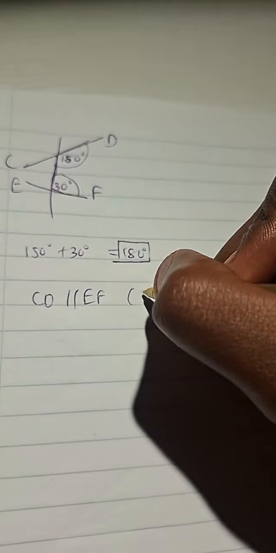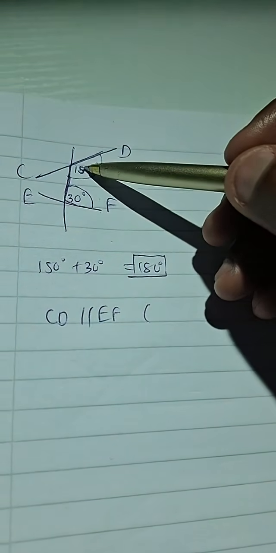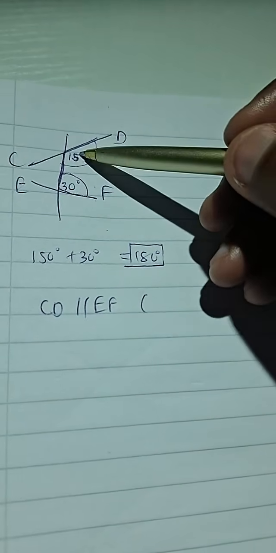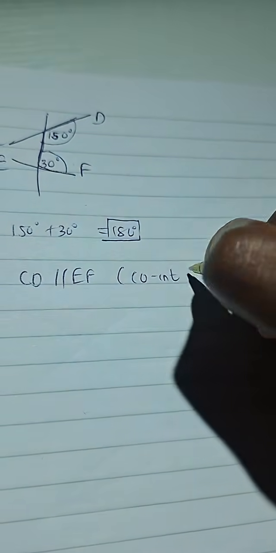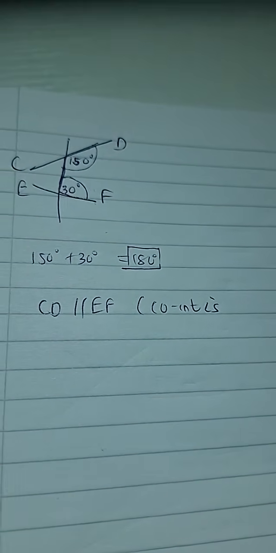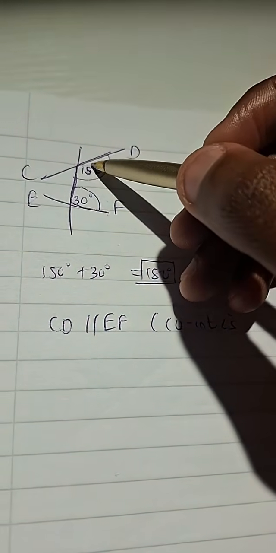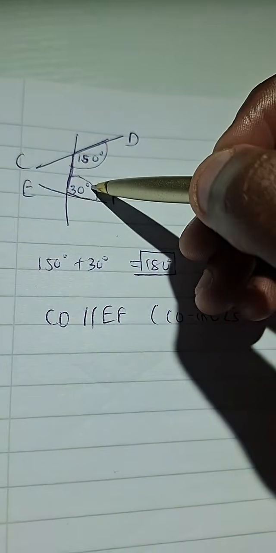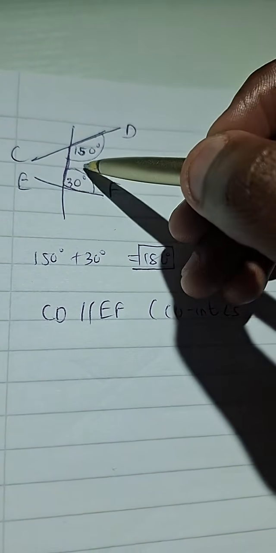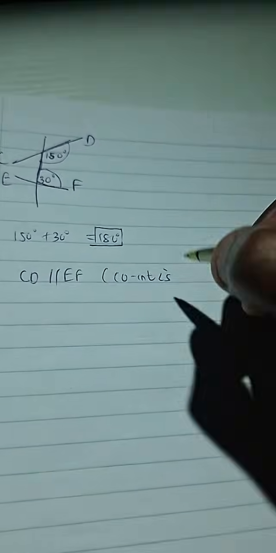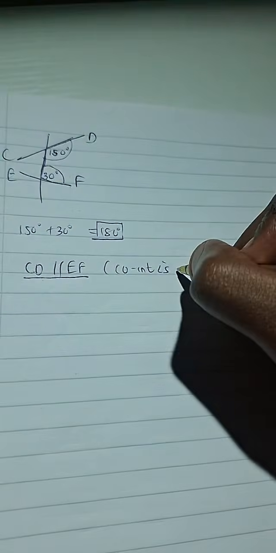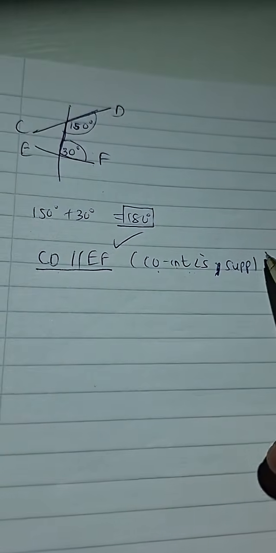Do you know why I say that? Firstly, because of the position of these angles, they are co-interior angles. Why are we saying they are co-interior? Because they are in that U-shape position. They are found inside these lines, so we call them co-interior. But what makes the lines parallel is because the co-interior angles are supplementary. So we use this reason, co-interior angles supplementary, to prove that lines are parallel.